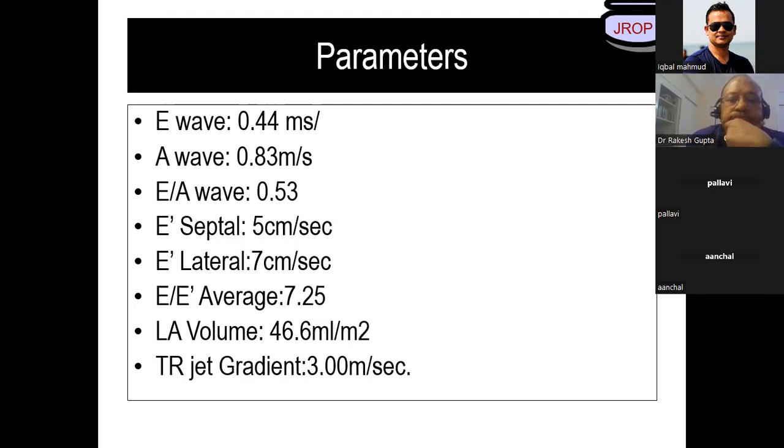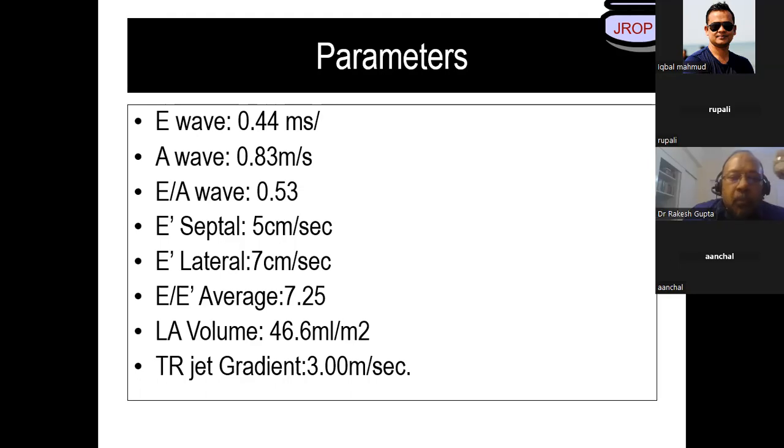The E by E prime average is normal, but you are telling it is normal with no regional wall motion abnormality. Regional wall motion abnormalities are there, but the ejection fraction is normal. So we can trust the E by E prime values, because there is no significant regional wall motion abnormality.